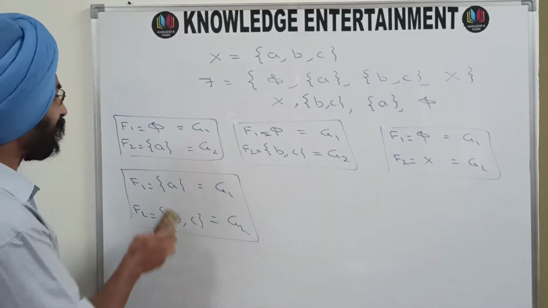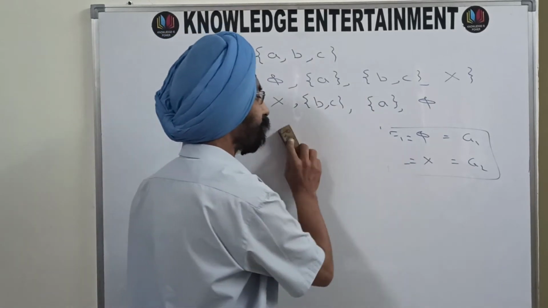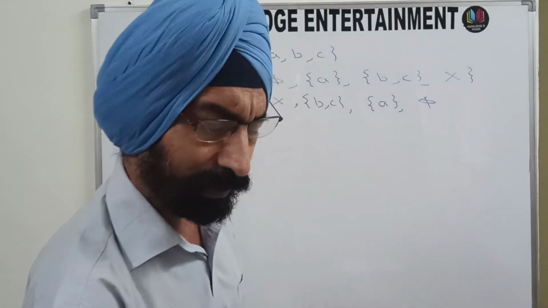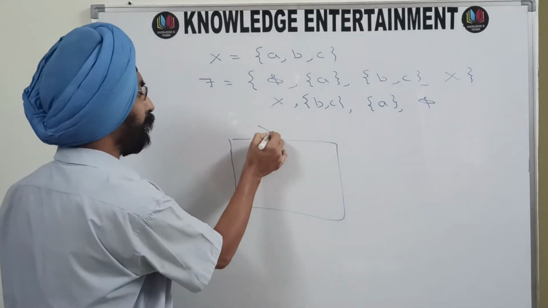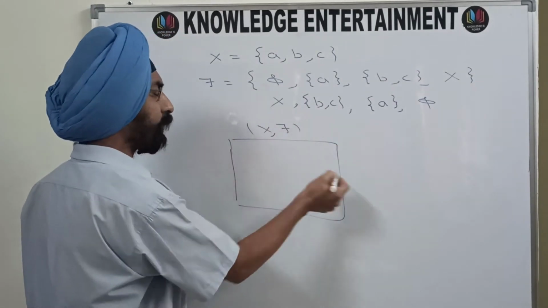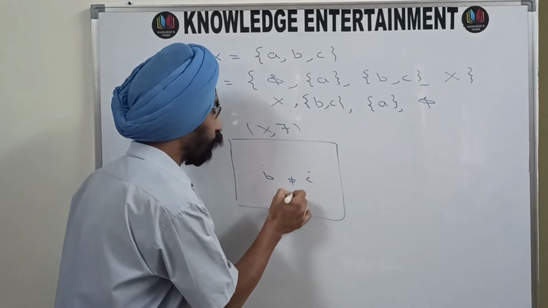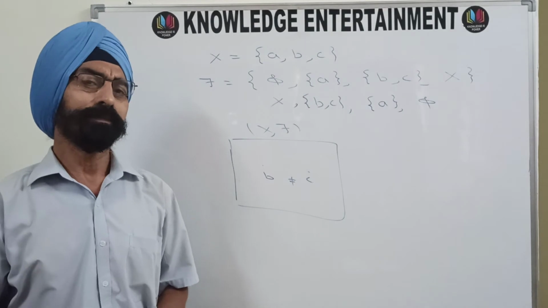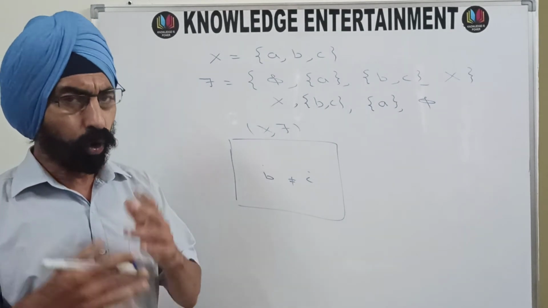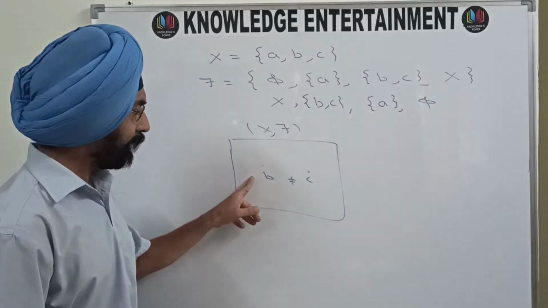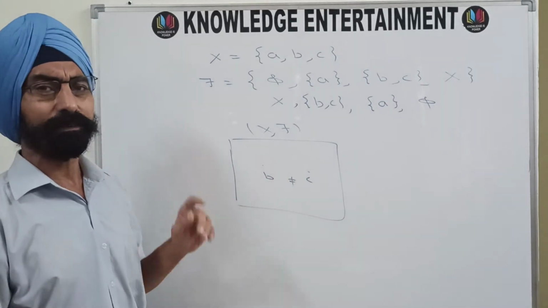But is it T1 also? You know that a space is T1 if, whatever two points you take from the space, suppose I am taking B and C, two distinct points. Now to make this space T1, I need two open sets: one containing B and not containing C, and one open set containing C and not containing B.